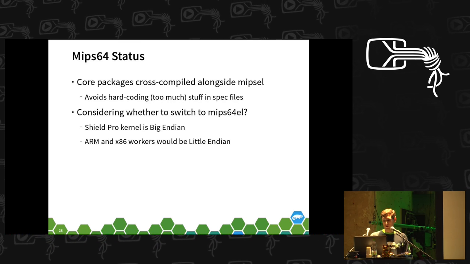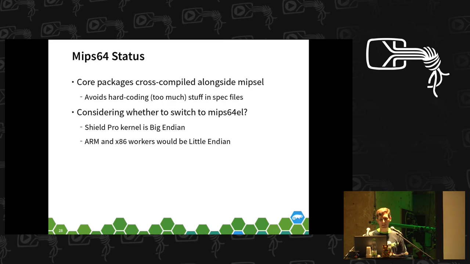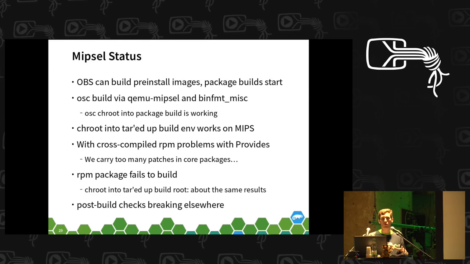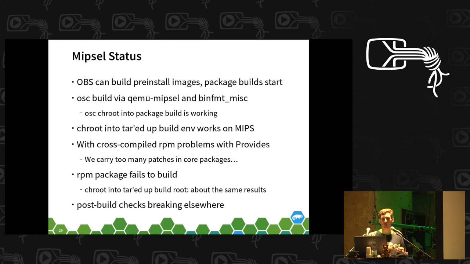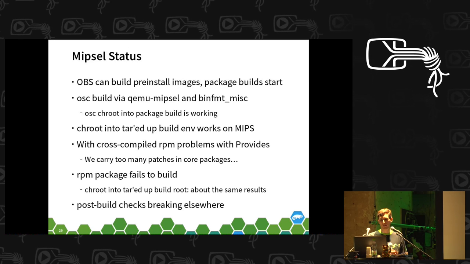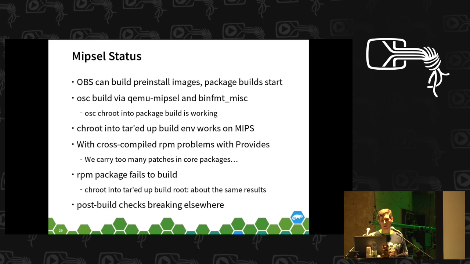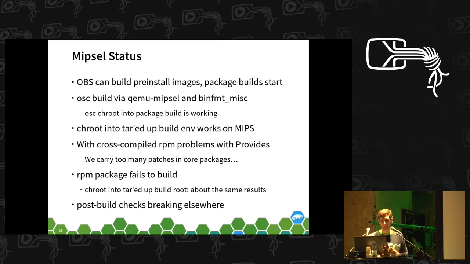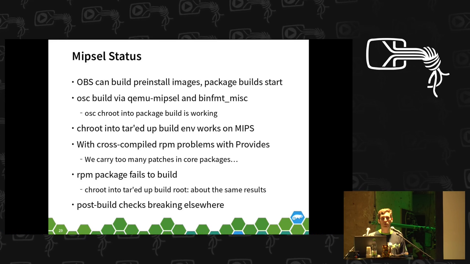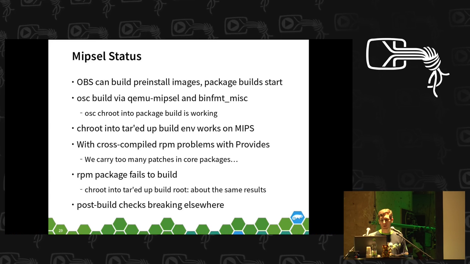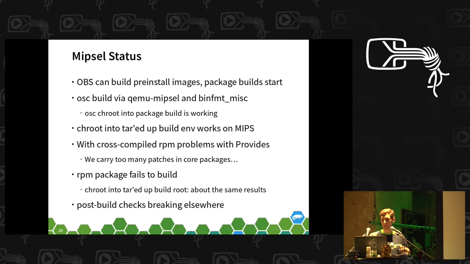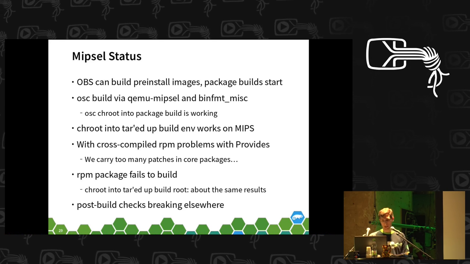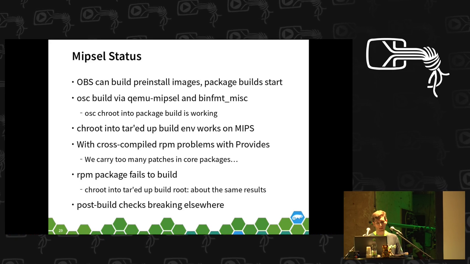So let's move on to mipsel. My OBS instance, before it stopped working, was able to build pre-install images. So that means that the very core set of cross-compiled packages were working sufficiently well. And I could also start actual package builds. I could also use the OSC utility with appropriate commands with an alternative project to build packages, or start building packages on the ARM architecture. That's where I tried it locally.